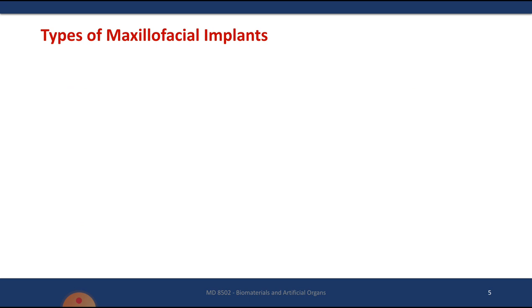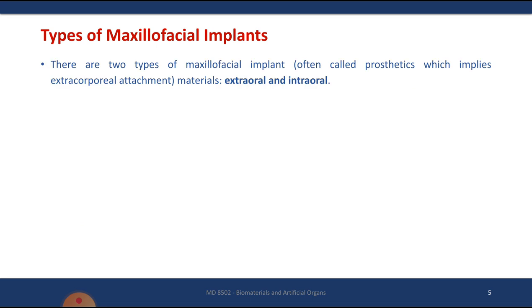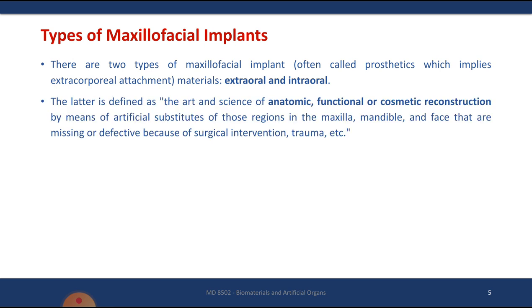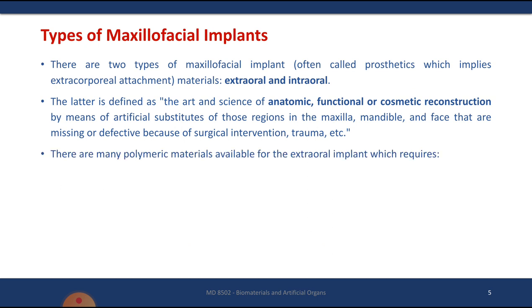And then the types of maxillofacial implants. So there are two types. One is extraoral, another one is intraoral. So the second type, which is the intraoral type, is defined as the art and science of anatomic, functional, and cosmetic reconstruction by means of artificial substitutes in the maxilla, mandible, and face. So intraoral means it is inside the oral cavity. Extraoral means it's outside the oral cavity. So these are the two different types.